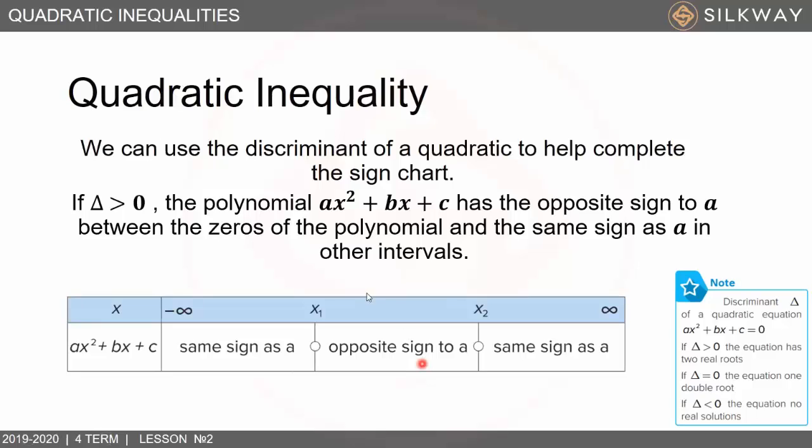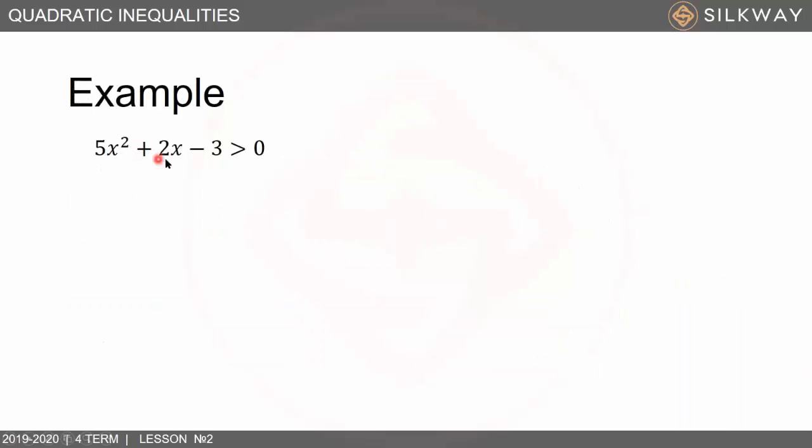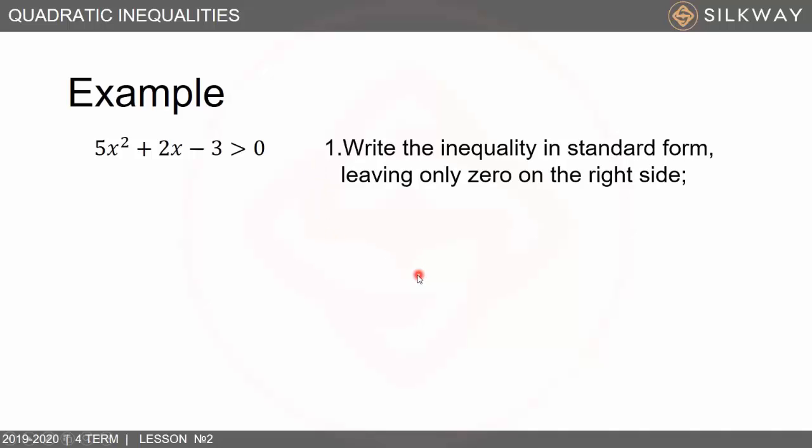Let's look at this example: 5x squared plus 2x minus 3 is greater than 0. We have steps to solve the inequality. First, write the inequality in standard form. We have the standard form, okay?